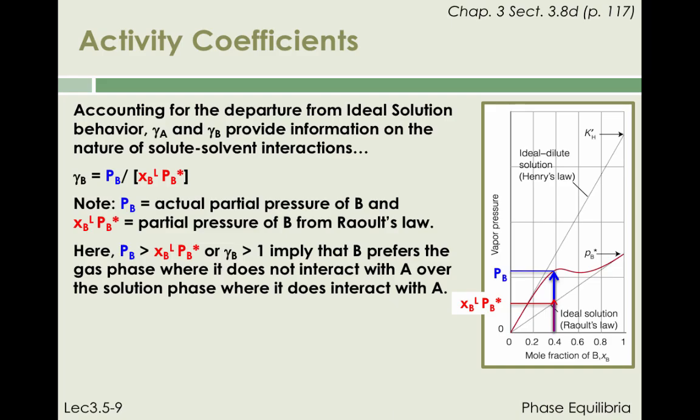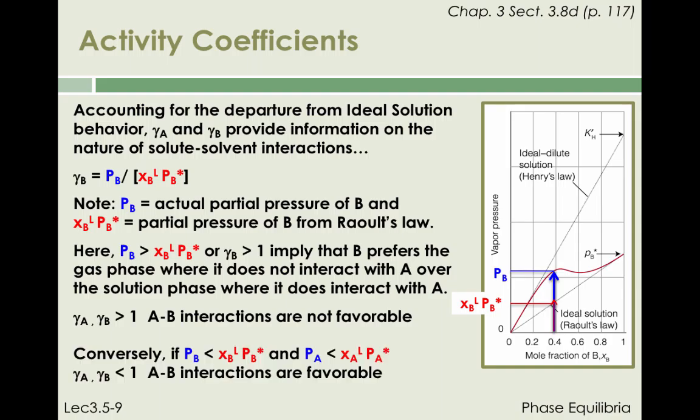Obviously, if a solvent does not like a solute, then the solute does not like the solvent. And what we have just said for the solute applies also to the solvent. If gamma_B is greater than 1, then gamma_A is also greater than 1. Conversely, if P_B is less than X_B^L P_B star, then P_A is also less than X_A^L P_A star, and both gamma_A and gamma_B will be less than 1.